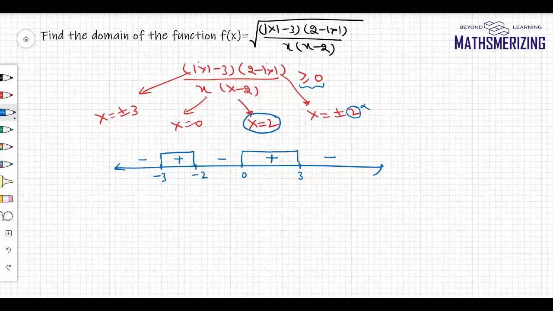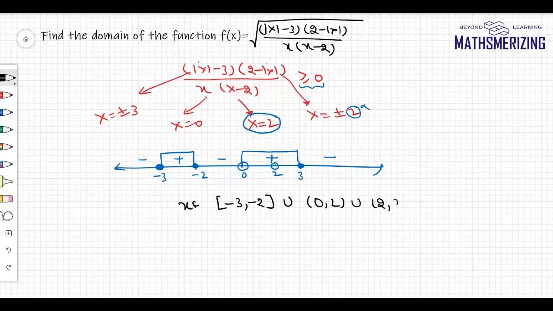Now because there is an equality sign, I have to include roots of the numerator. So roots of the numerator are plus 3 and minus 3 and minus 2. And I have to exclude roots of the denominator. Roots of the denominator are 0 and then 2. So answer to this question will be x belongs to, from −3 to −2 union 0 to 2 union 2 to 3.